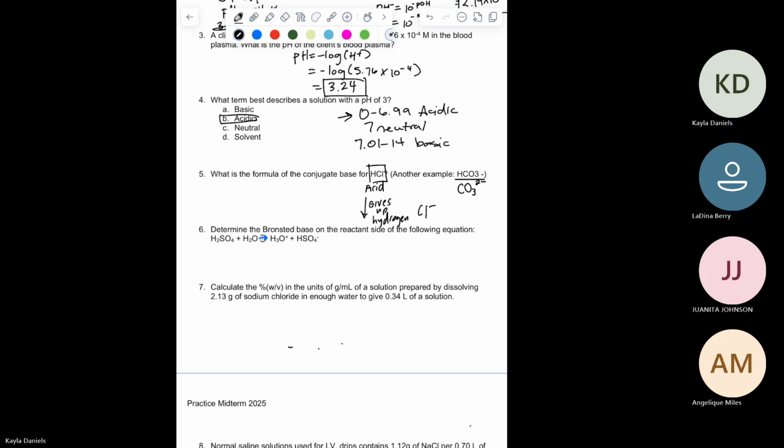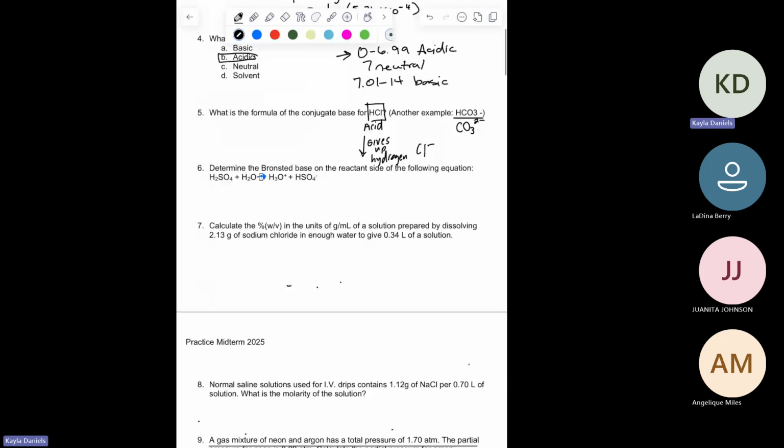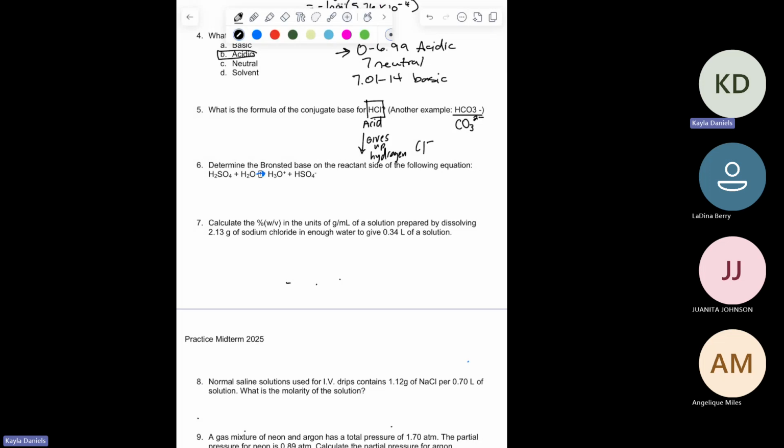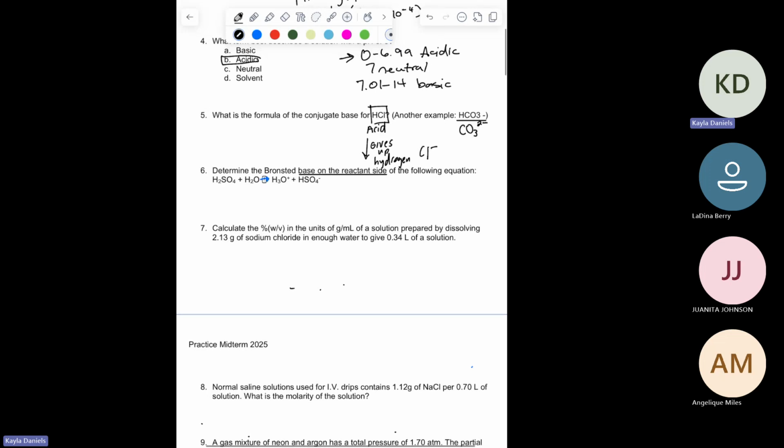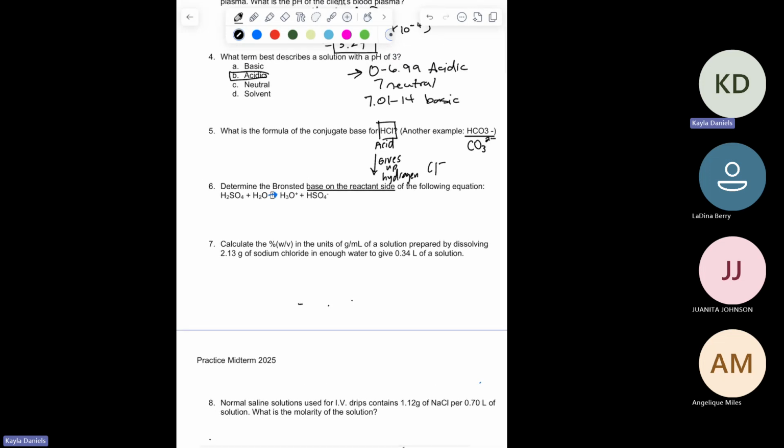Okay. Number 6, they want us to determine the Bronsted base. You don't need to know the Bronsted part. They want us to identify the base. That's what's important on the reactant side. My first step when figuring out which one's an acid and which one's a base is to figure out their pairs. What looks similar? H2SO4 looks pretty similar to HSO4 minus over here. They're most likely a pair. H2O looks similar to H3O plus.